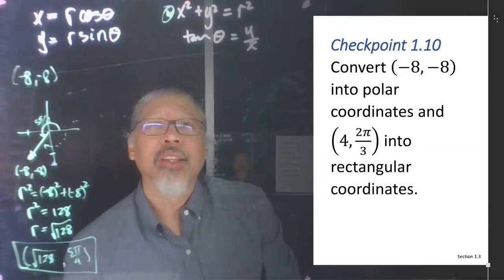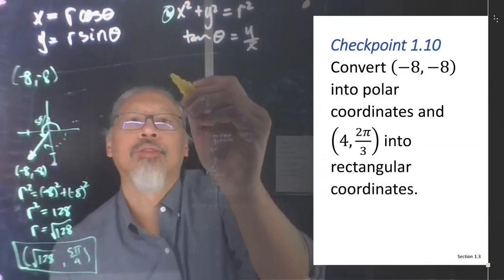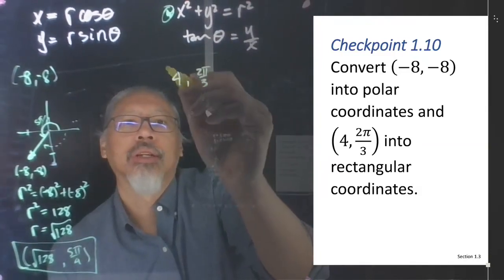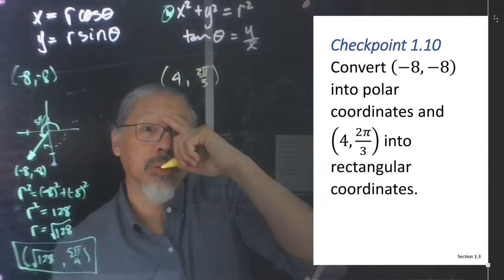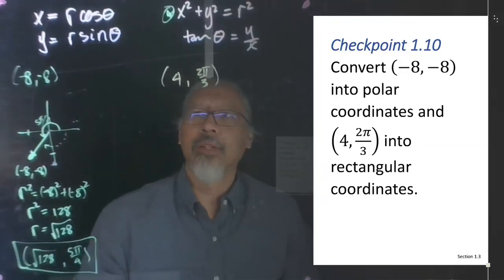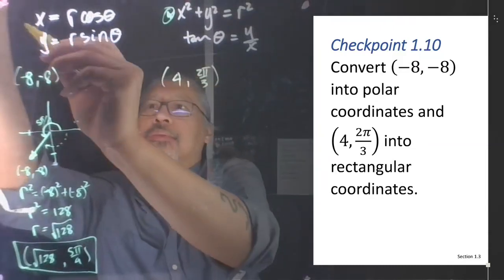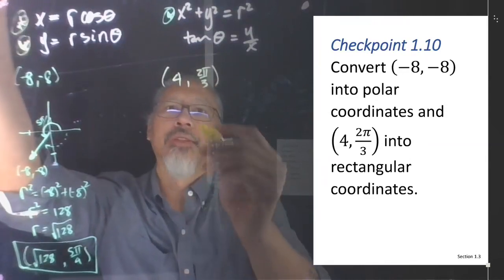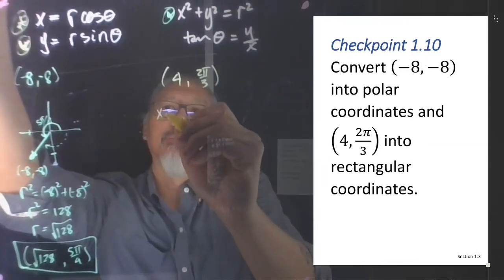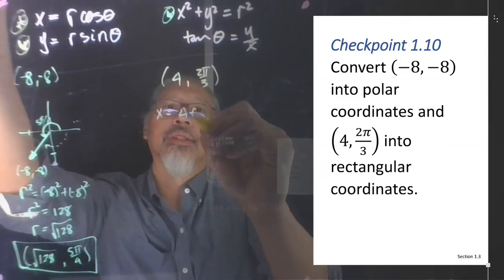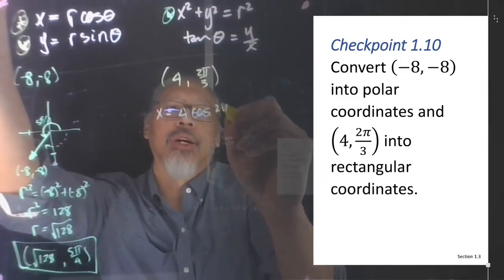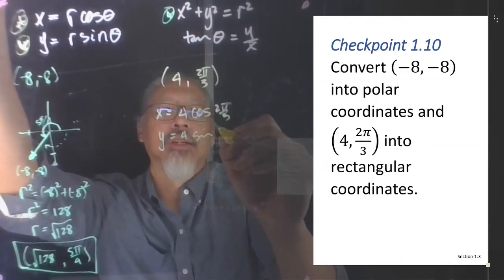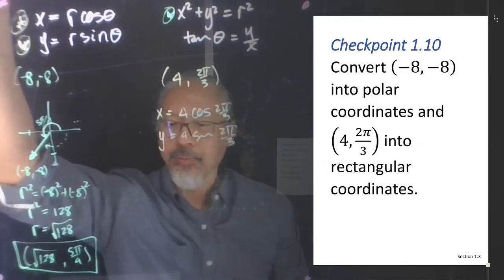Okay, now let's do the other one. We have (4, 2π/3), and this is given in polar coordinates. We want to change this into Cartesian coordinates, and for that I think it's pretty straightforward to use these two formulas to find our x and y values. So our x is going to be 4, that's the radial distance, times cosine of 2π/3, and our y is equal to 4 times sine of 2π/3.